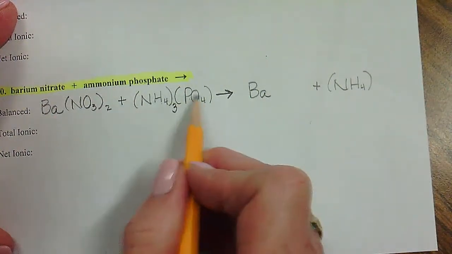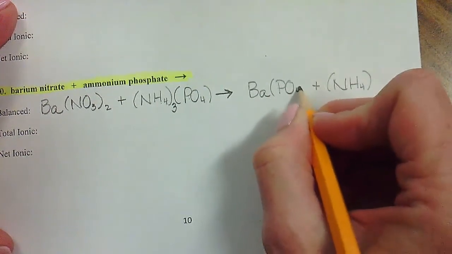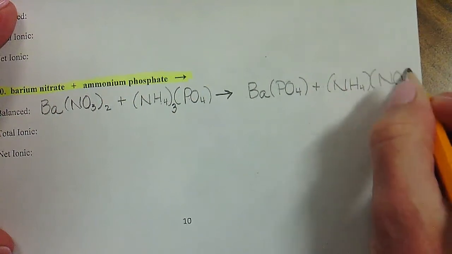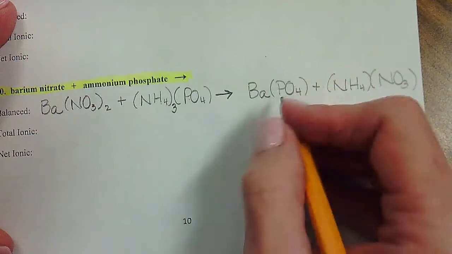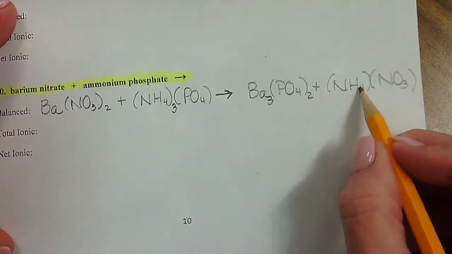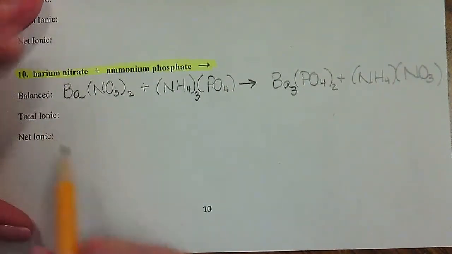Then I swap the negative ions. That way nothing gets out of order. So barium phosphate and ammonium nitrate. Let's see, barium plus 2, phosphate minus 3. So we'll crisscross those, and we'll put a 3 there and a 2 there. And then ammonium's plus 1, nitrate's minus 1. So let's balance this equation.